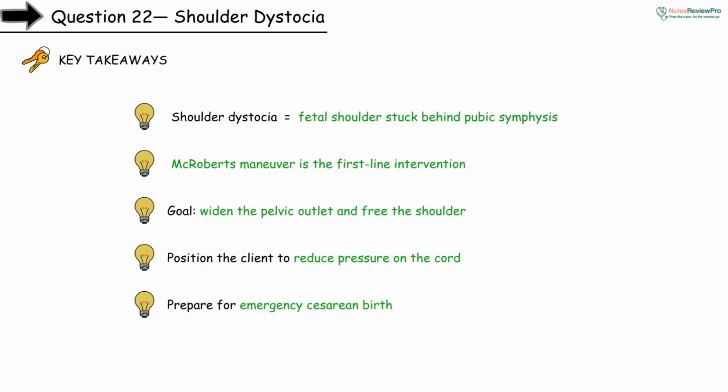Now let's continue building on labor emergencies and how to respond effectively. Question 23, matrix/grid. All right, let's break this down.